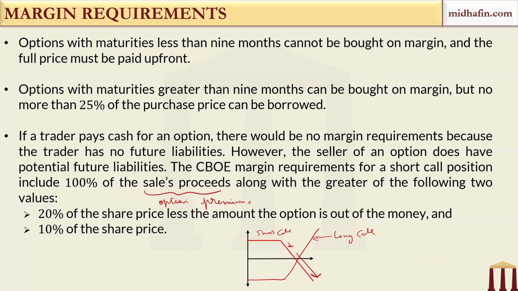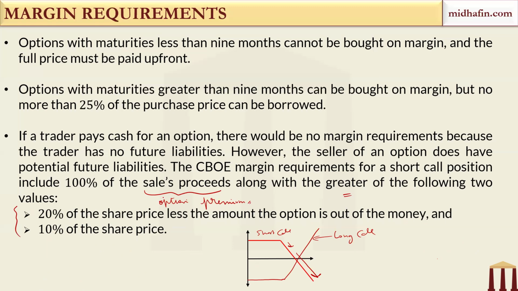Okay. So in that case, after the option premium also, they will take something extra. They will take the greater of these two values extra along with the option premium. So either it will be 20% of the share price less the amount by which the option is out of the money, or 10% of the share price. Whichever is greater, they will take that along with the option premium.